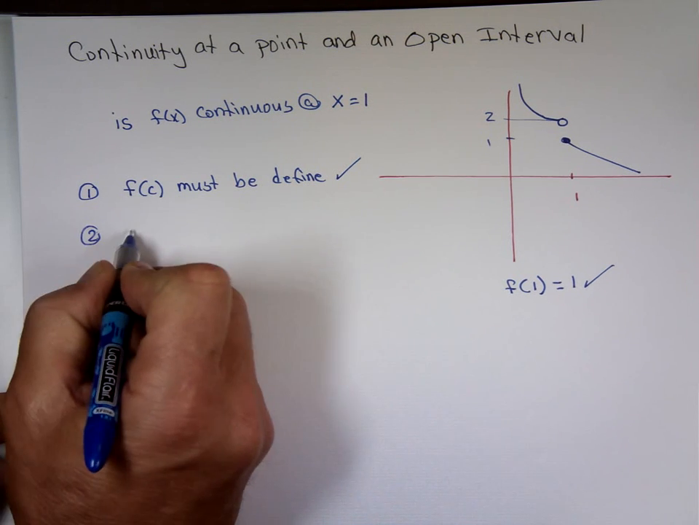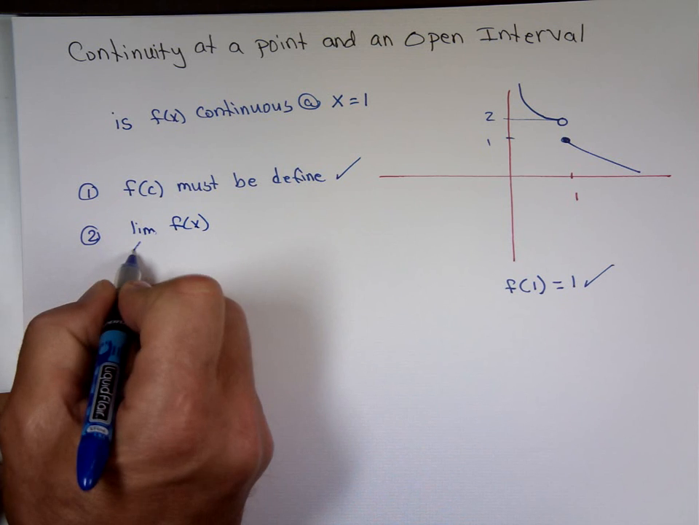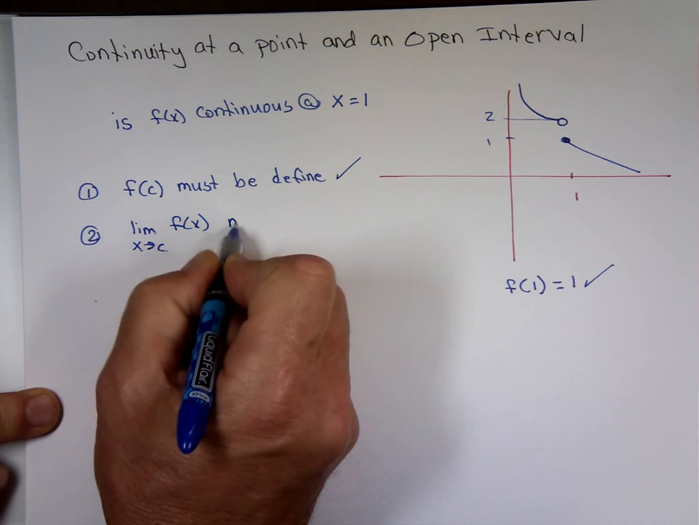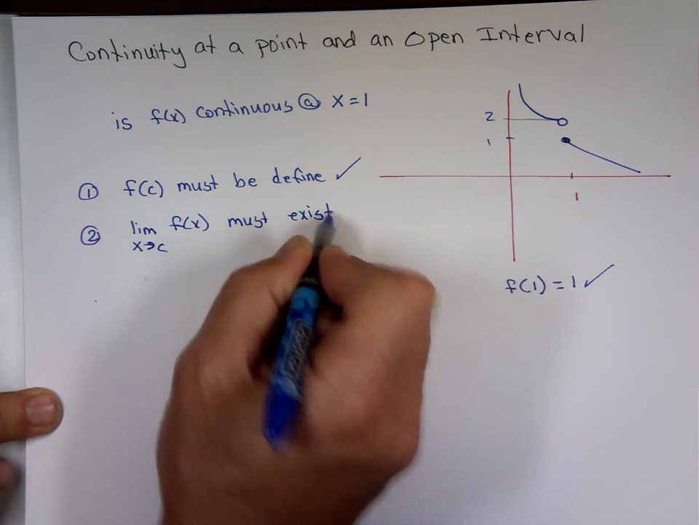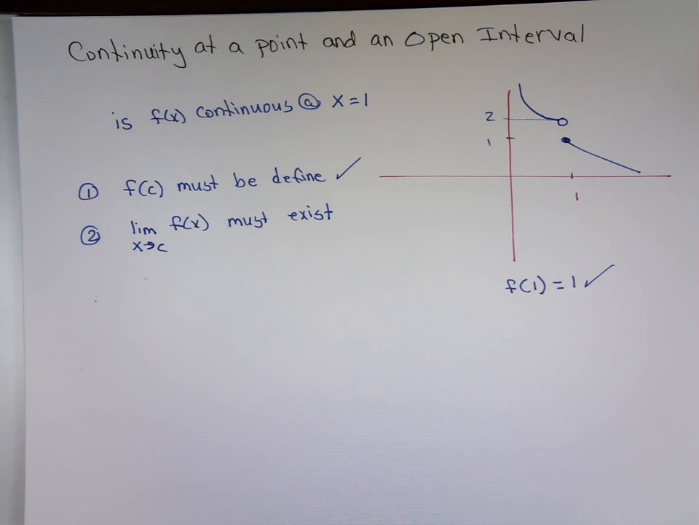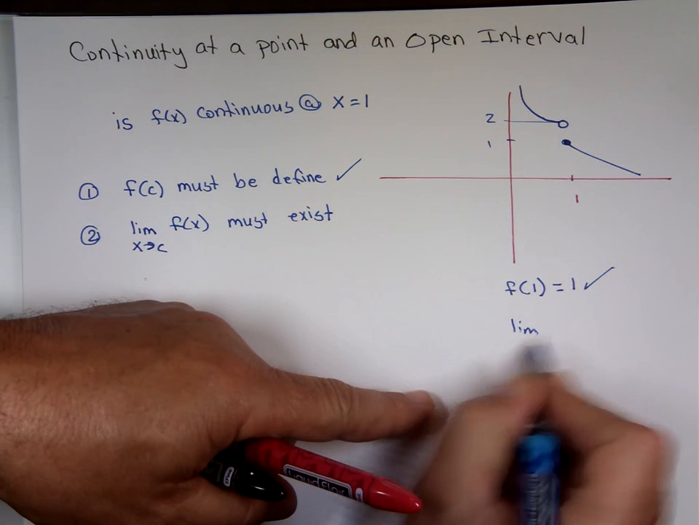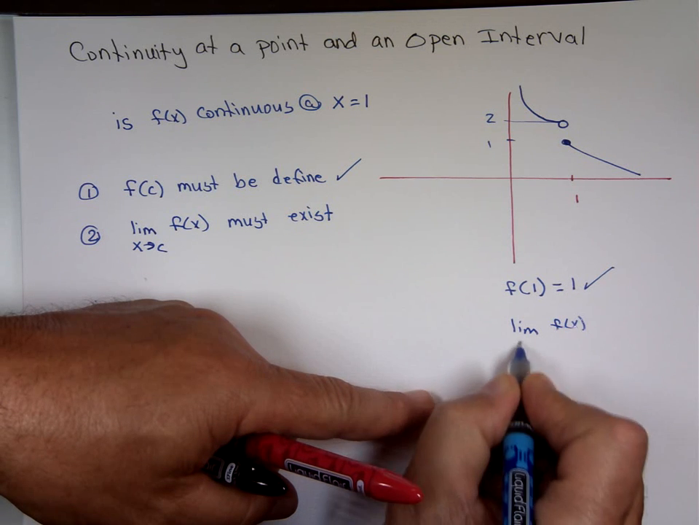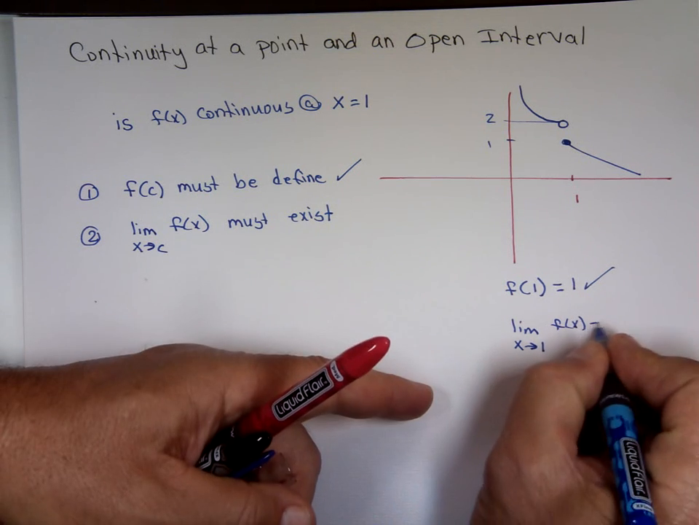Condition number 2. The limit of f of x as x approaches c must exist. That's condition number 2. Do we have a limit? So let's look at this one. What's the limit of f of x as x approaches 1? Well, I'm just saying as x approaches 1. Does not exist. DNE.